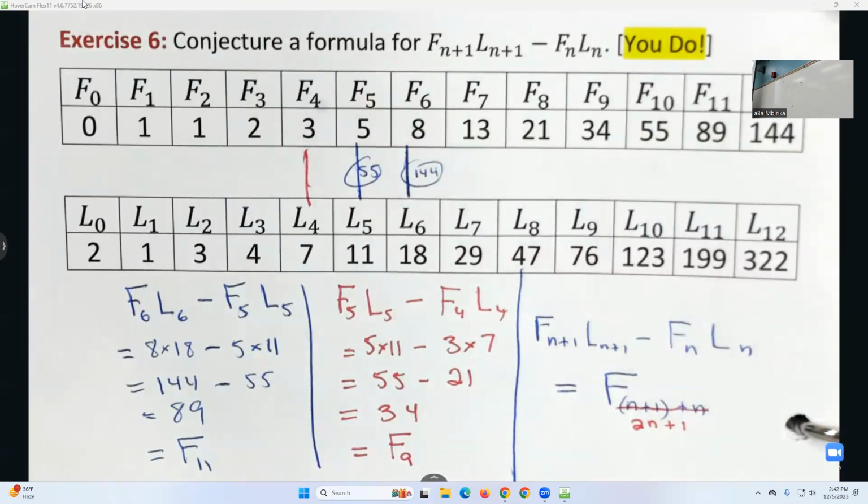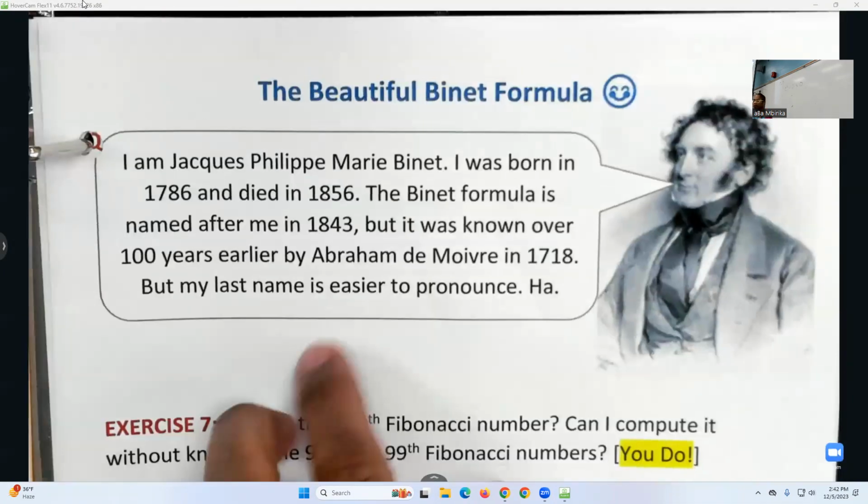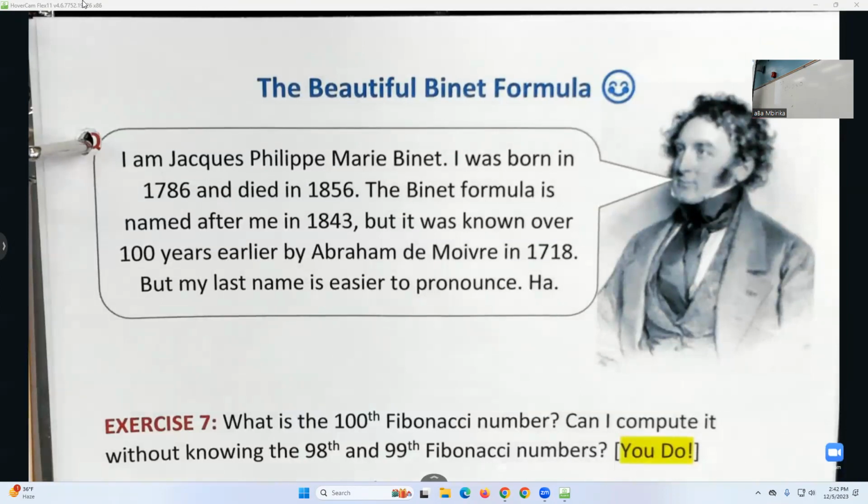Okay, let's talk about something that's not called Binet. Remember, there's a lot of French people involved here. This is the beautiful Binet formula. It's got a square root of 5 and all that stuff in there.